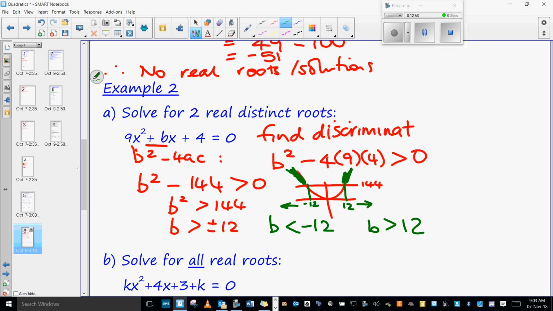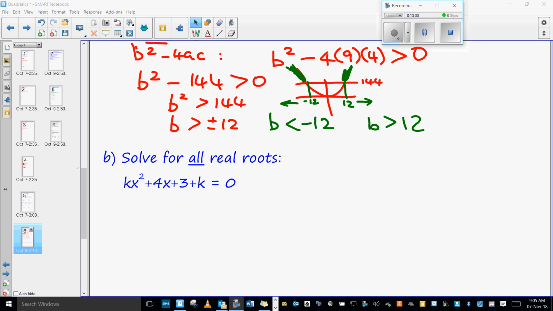Okay, solve for all real roots. So we're just talking about real roots. Remember there was a situation where there were no real roots, so we are going to say that there are real roots. Whenever you see this kind of wording, or it talks about the nature of values, you're always going to be finding an expression for the discriminant first.